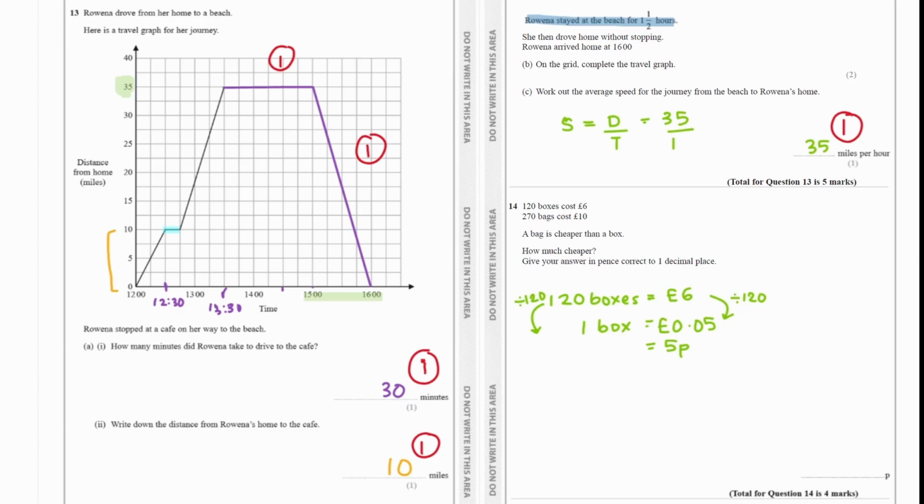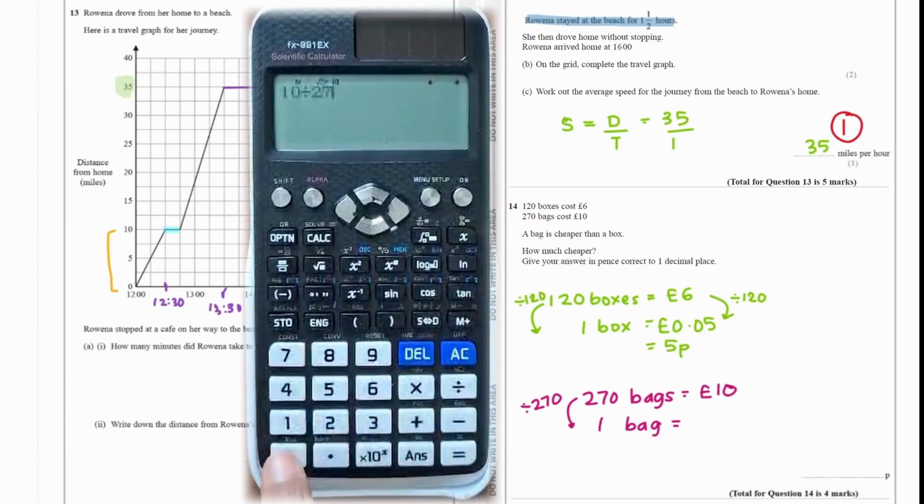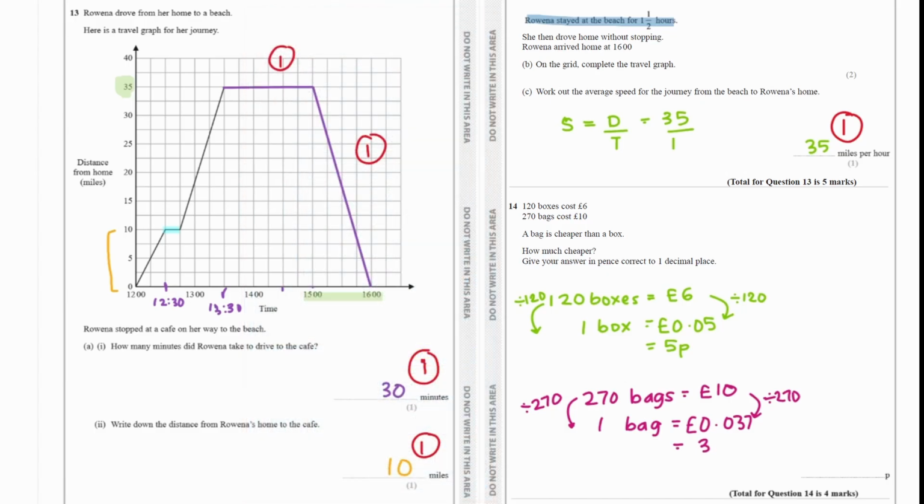If 270 bags cost £10, then in order to find 1 bag, we have divided 270 by itself to get 1. So we will do 10 divided by 270, and that gives £0.037, which is the same as 3.7p. The question is asking us to find how much cheaper the bag is. So in order to do that, we will do 5, take away 3.7, and this gives 1.3 pence.